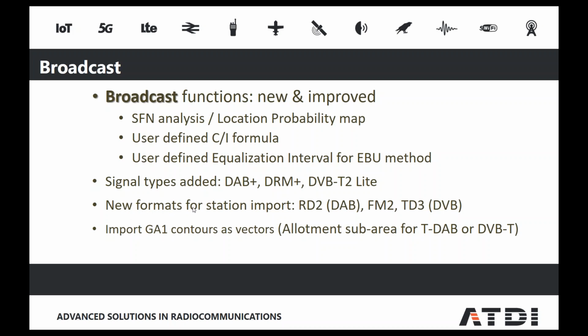For the input formats, there are some new input formats that have been added. So you can see these three that have been added here. So sort of DAB, DVB types of station import, and with the GA1 contours, you can bring those in. So these are kind of allotment sub areas for the T-DAB, DVB-T. So you can bring those into the tool now.